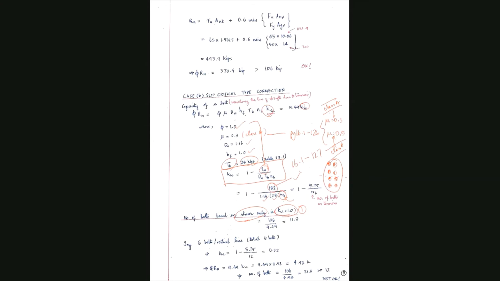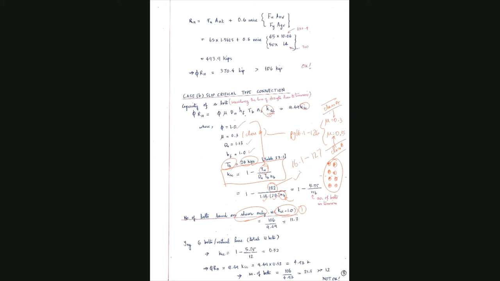So let's continue. We assume that the value of KSC is equal to 1. This is just to estimate the number of bolts. Just to start off, we are in the dark now. To get a number of bolts, we need to make some crude assumptions so that we get a whereabouts of the number of bolts. In this question it says class A. I don't know if I have mentioned it in the beginning, but that's why I used 0.3.